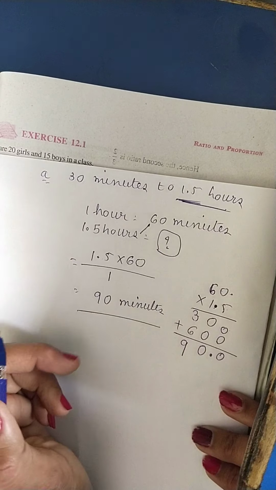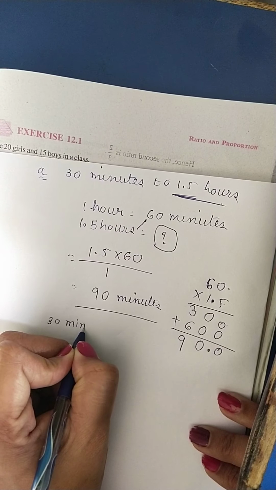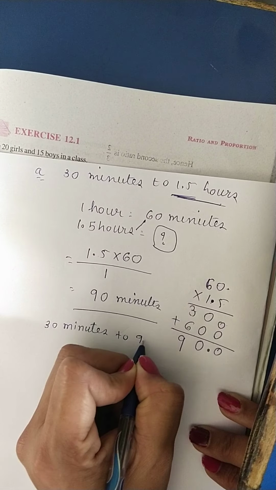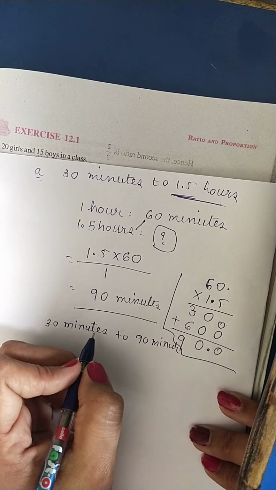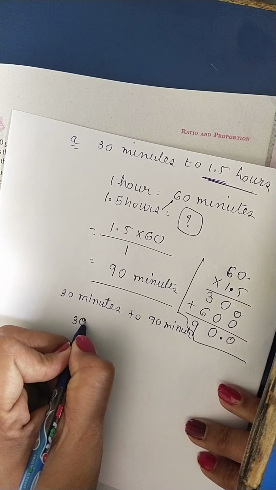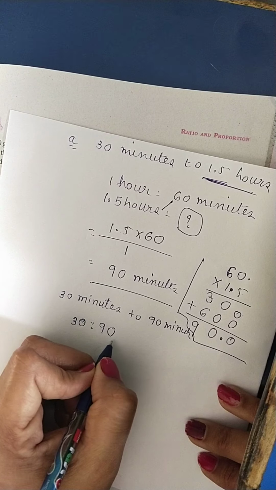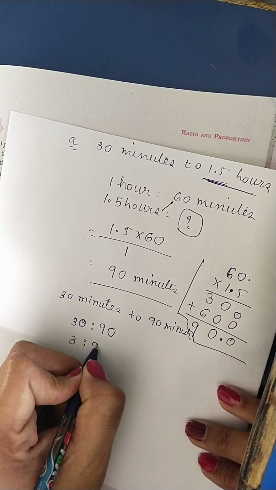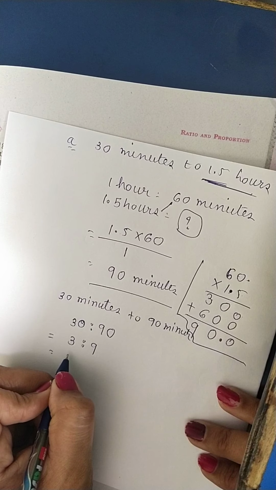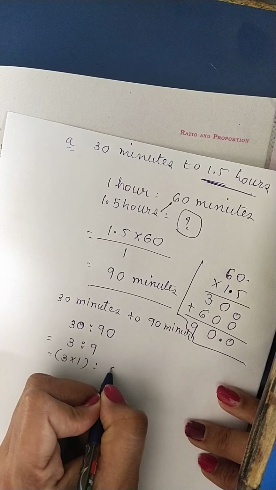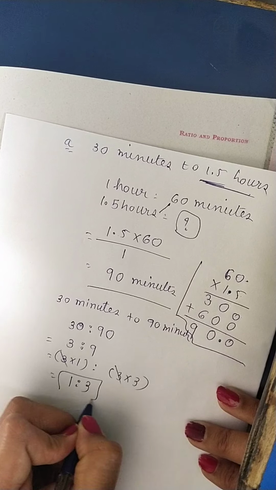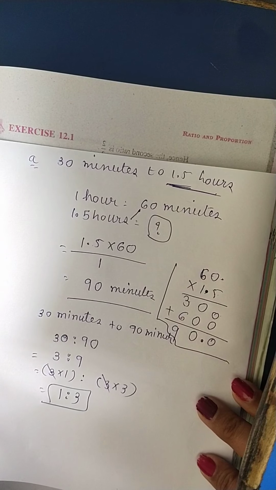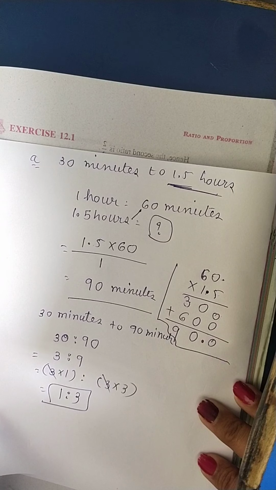Okay, now we have the minutes. We can compare 30 minutes to 90 minutes. So here 30 is to 90. 0 and 0 are equal, we can cut. 3 is to 9. 3 ones are 3, 3 threes are 9, 3 and 3 cut. What is remaining? 1 is to 3. This is the ratio. Clear? So this way, students, you have to write in your notebook. Now, the next one.